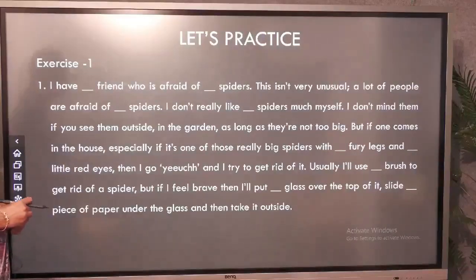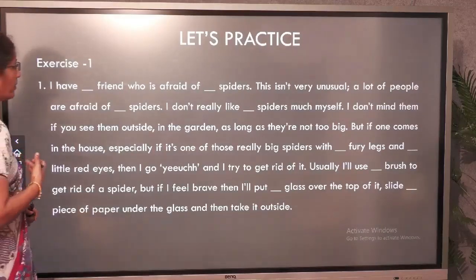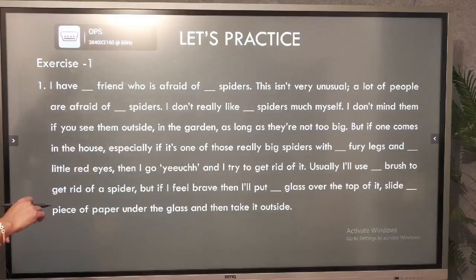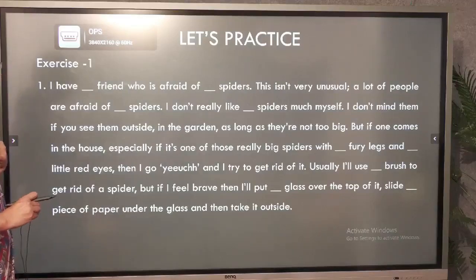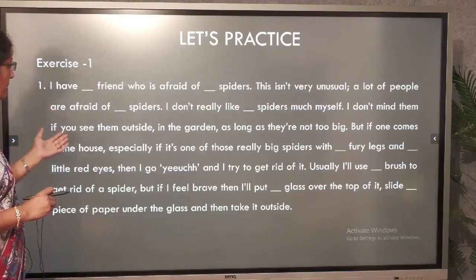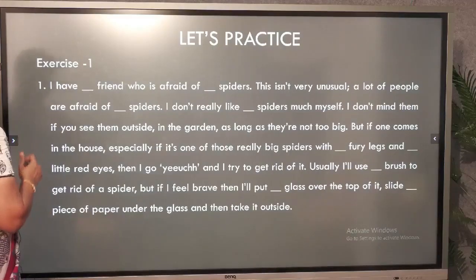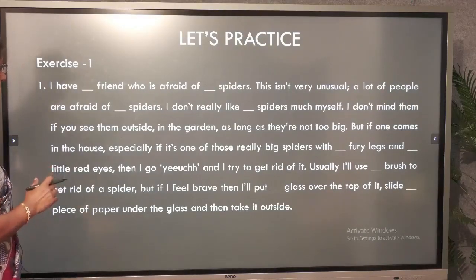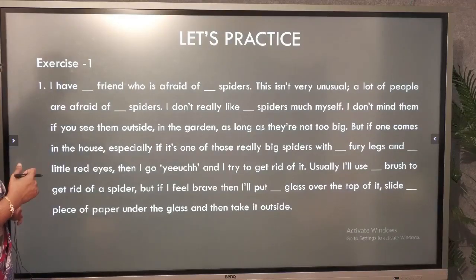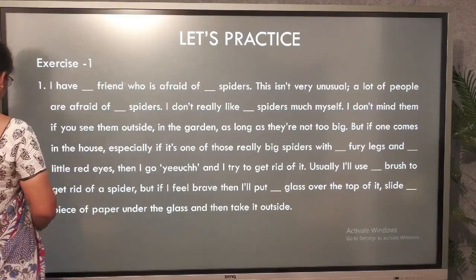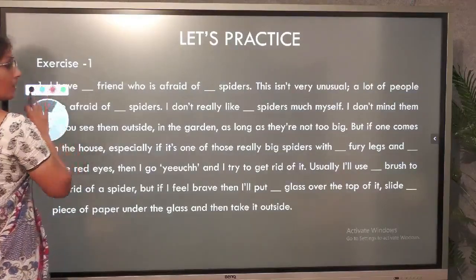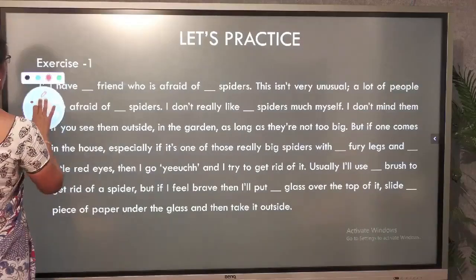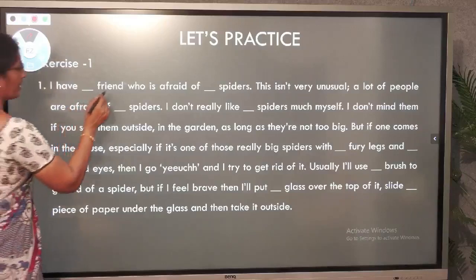I have a friend who is afraid of spiders. Some writer writes this, and we are readers. Somebody writes this one, and they are talking about something: I have dash friend who is afraid of dash spiders. So here, friend is a countable noun.